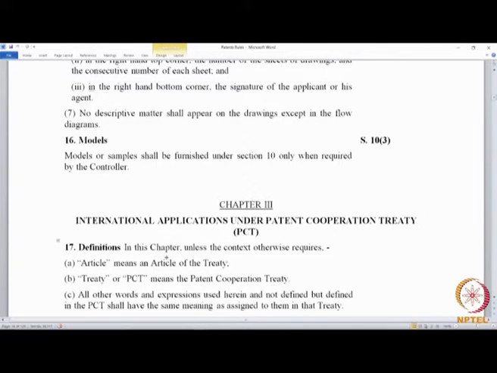Rule 16 talks about models. It merely states that models or samples shall be furnished under section 10 only when required by the controller. So in the case of drawings, an applicant had the option of furnishing the drawings, or when the controller requested them, the applicant could furnish them. So there was an option to voluntarily file the drawings, but in the case of models, it is not there. Models or samples shall be furnished only when they are required by the controller. So models and samples cannot be voluntarily submitted before the patent office. They can only be submitted if a request comes from the controller.